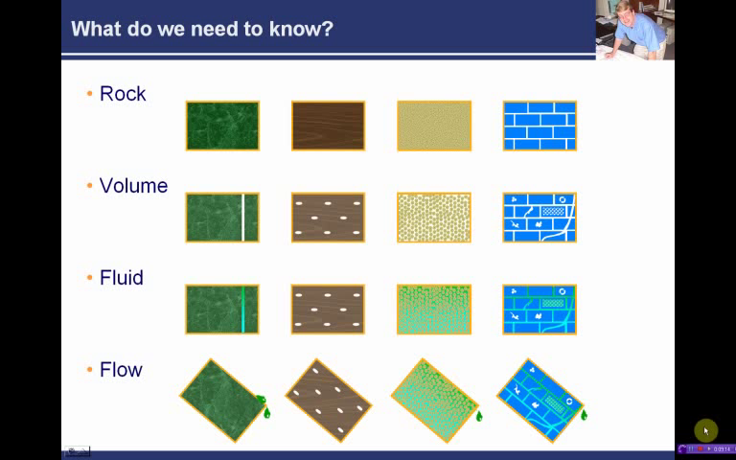So in essence that's pretty much all petrophysics is about, really. Those four elements. The rock, what type of rock it is, we need to know that. The volume, i.e. how much porosity it has, how much storage capacity it has. The fluid type within that volume, that pore space.